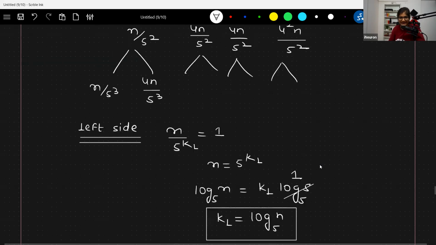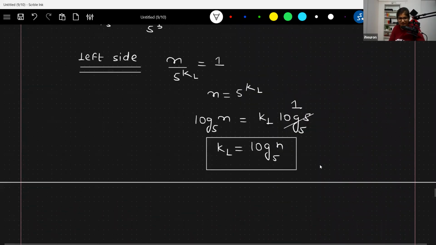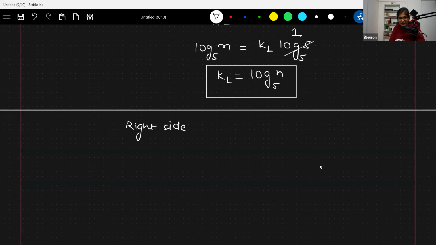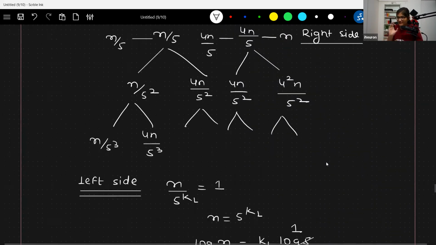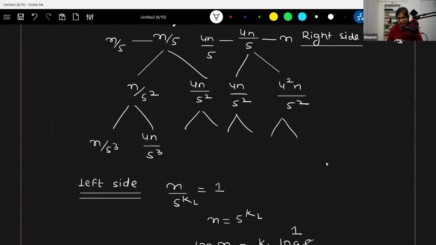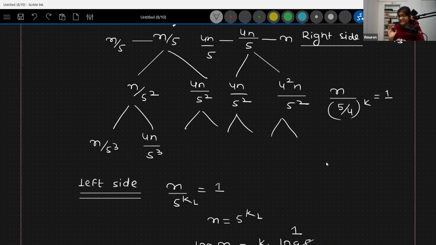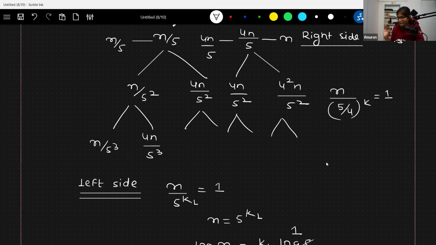Means on the right side, what is the value of KR? Who will tell me? See now, can I write on the right side that we are doing n divided by 5 by 4 to the power k equals to 1? Can I write like this? Observe. Simple maths. I'm not using any advanced mathematics here. Those who think that there is so much maths, this is very basic maths which I am using.